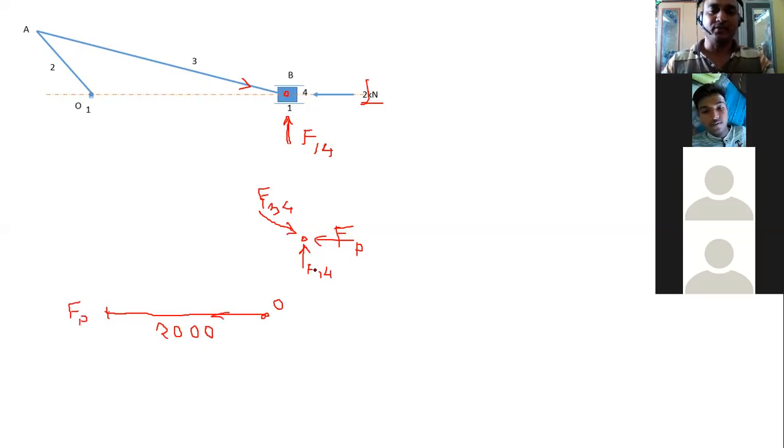Go to the second force. What is the second force? Maybe this or this, any force you can take. Directions are now known, but magnitudes are not known. Mind, we have to find out the magnitudes. So let us consider the second force as F14. This is the direction, right? And for the third force, only the direction is known, the magnitude is not known. So then what will we do? We'll draw only this vector.